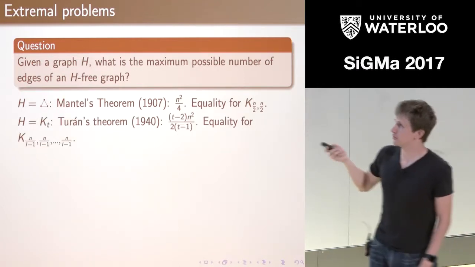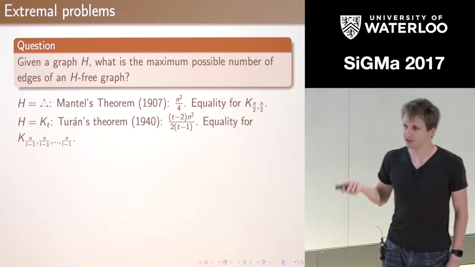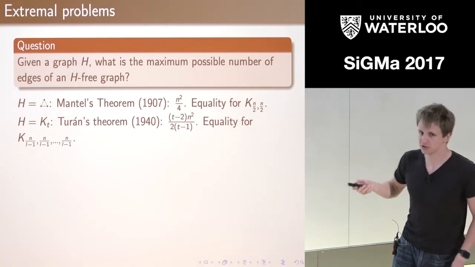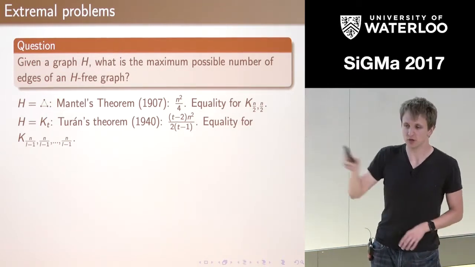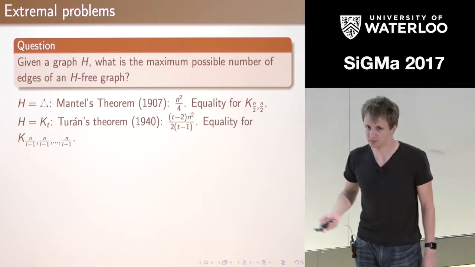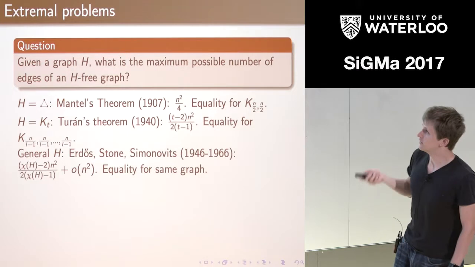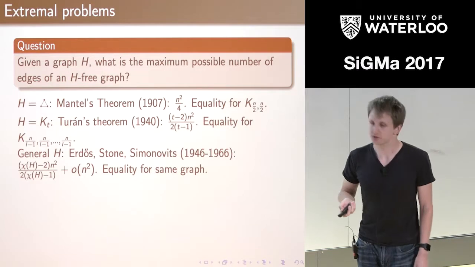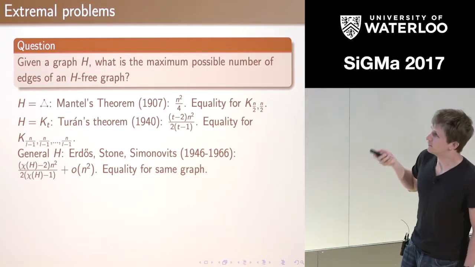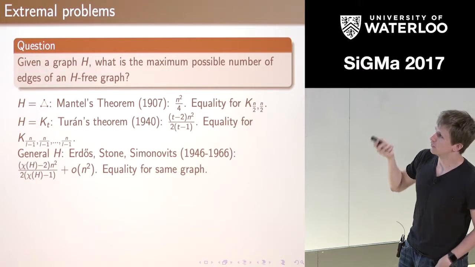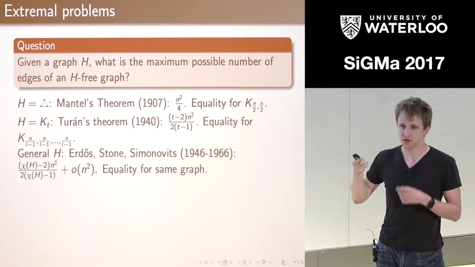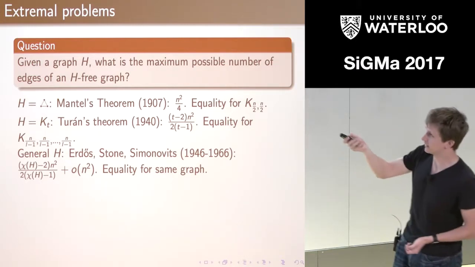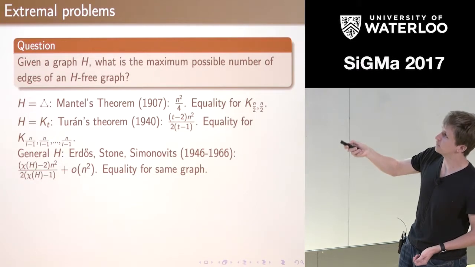And the well-known result of Turán generalizes this to cliques instead of triangles. So if you have a clique of size t, then the best you can do is take t minus 1 equal parts and take a complete multipartite graph between them. And for general H, this is also true, at least asymptotically, due to Erdős, Stone, Simonovits. So the answer depends on the chromatic number of H, but the construction is the same thing as you get for the clique, with t being replaced by the chromatic number.